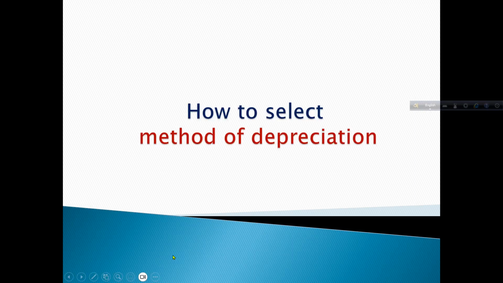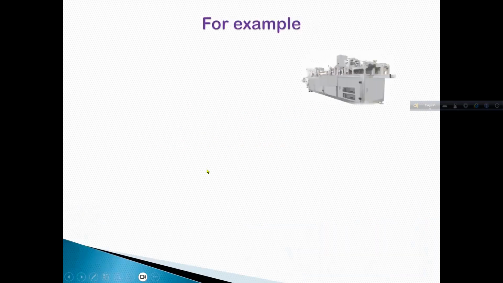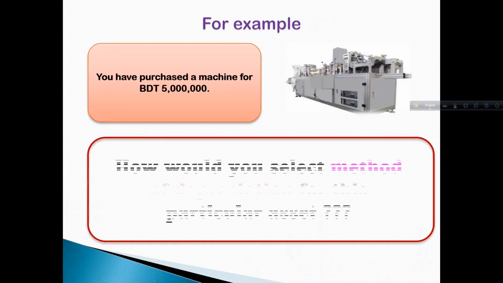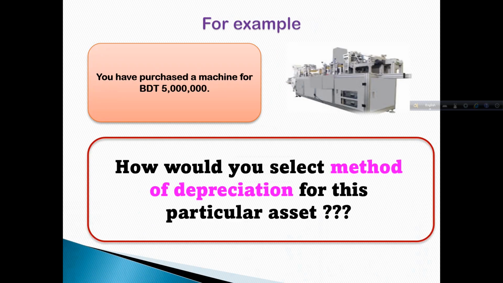How to select the method of depreciation? For example, you have purchased a machine for taka 50 lakh. Now the question is, how would you select the method of depreciation for this particular asset?